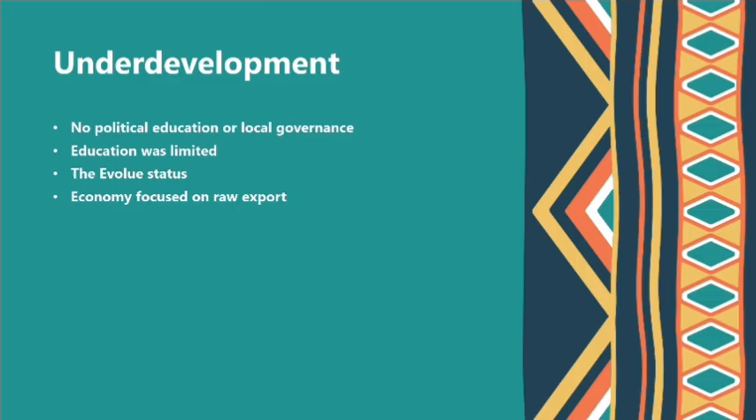So, the rule of the Belgian Congo left a profound legacy of underdevelopment. Number one, the Belgians implemented a strict paternalistic policy, so they provided no political education or local government training, ensuring the Congolese people virtually had no political positions. Number two, education was very limited to pretty much basic literacy, specifically designed to train lower level clerical workers, not intellectuals or leaders.